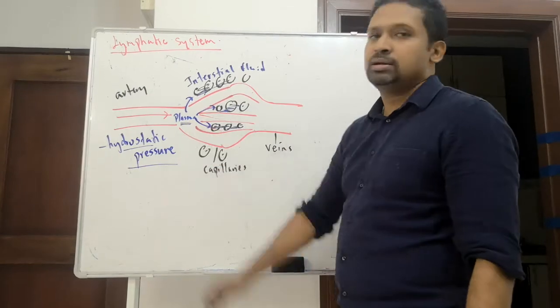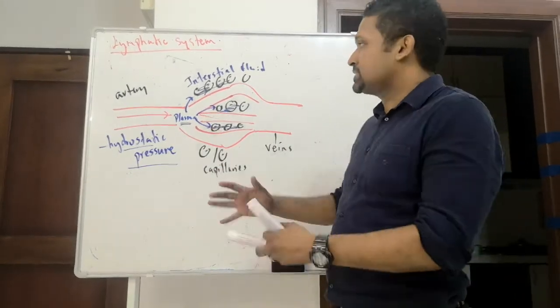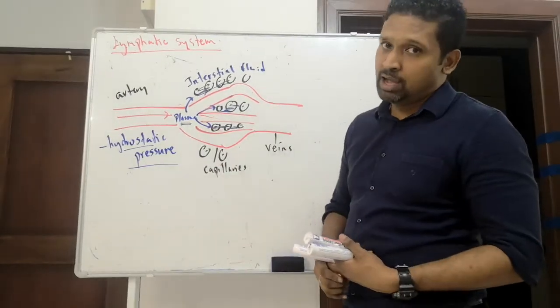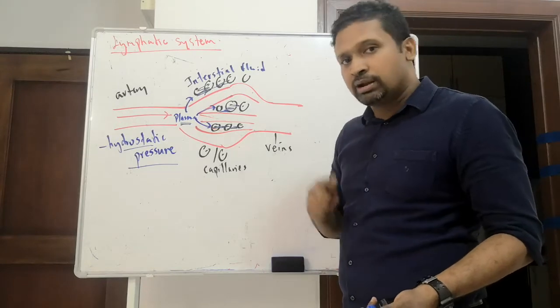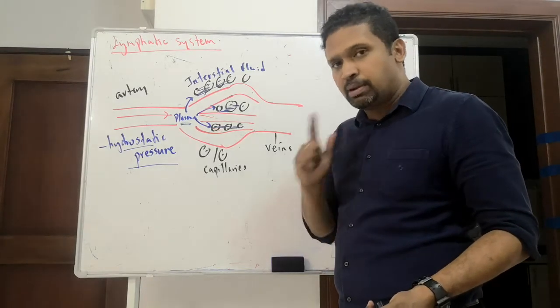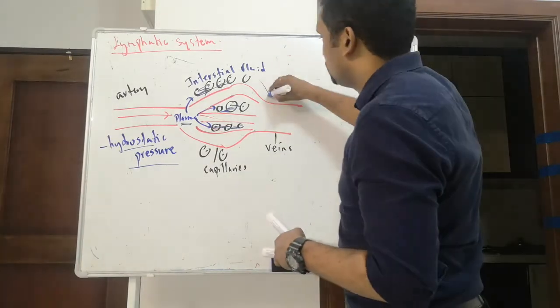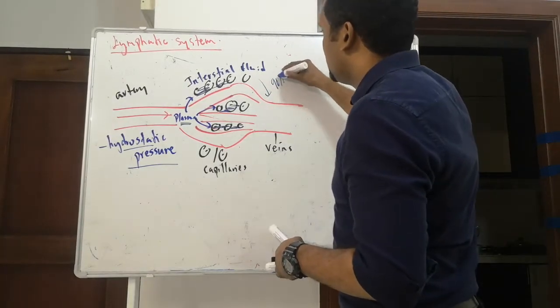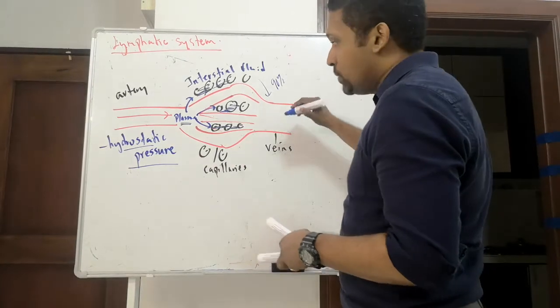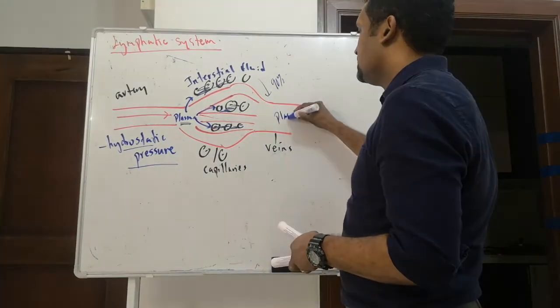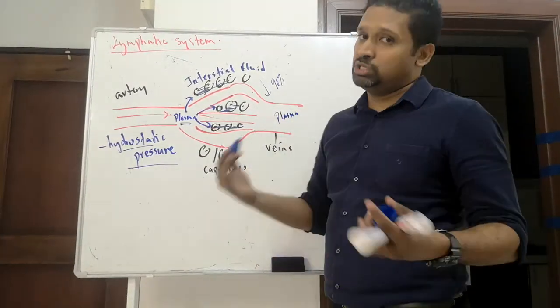But where did this interstitial fluid come from? Interstitial fluid is the plasma. Once it comes out, the name changes. What comes out? Plasma comes out. Red blood cells never come out, white blood cells never come out, but plasma comes out and becomes interstitial fluid. Most of the interstitial fluid, 90%, will go back to the veins. When it goes back to the veins, the name is plasma again.